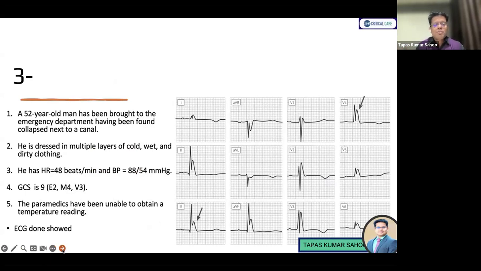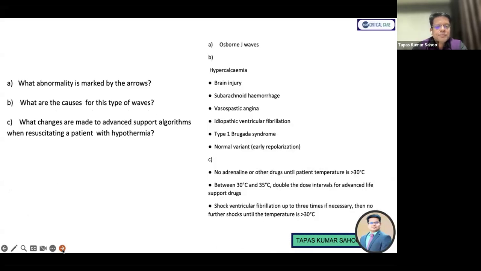Now, coming to the third question, this is again related to ECG. A 52-year-old man has been brought to the emergency department, having been found collapsed next to a canal. He is dressed in multiple layers of cold, wet, and dirty clothing. He has a heart rate of 48 beats per minute with blood pressure of 88 by 54 millimeter mercury. GCS is 9, E2, M4, V3. The paramedics have been unable to obtain a temperature reading. ECG done showed this. What is the ECG finding? What abnormality is marked by the arrows?